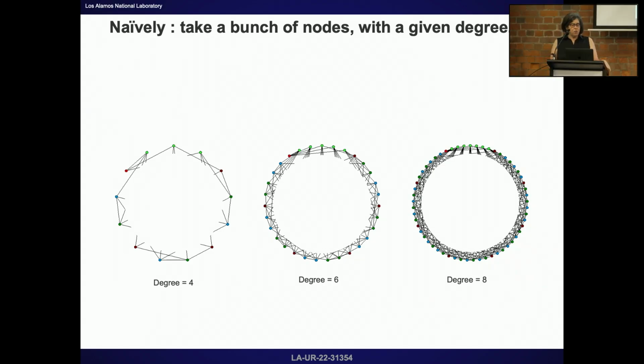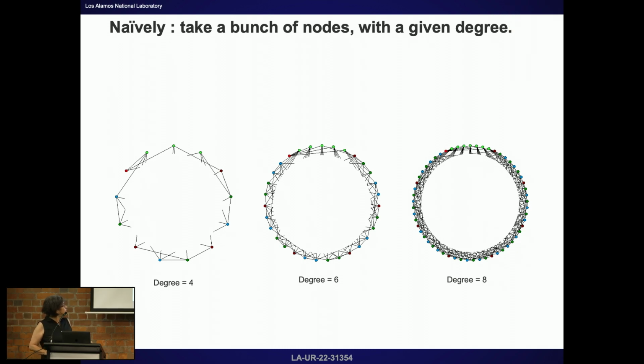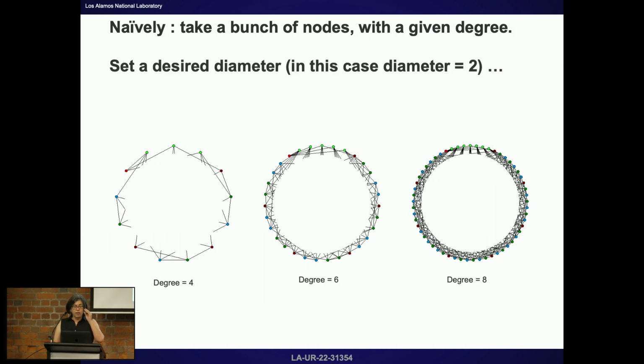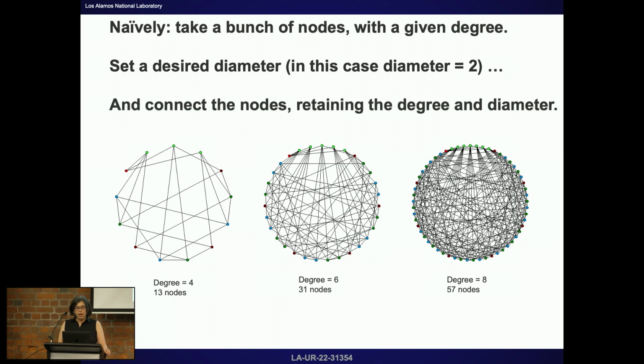So here's your naive approach. Basically, you take a bunch of nodes, they've got a given degree, and this is sort of a representation. You can see each of those nodes. The leftmost one has degree 4. Some of the nodes have degree 3, and it goes downward. All right. Naively, you set a desired diameter, and in this case, we're going to talk about diameter 2 hops, and connect the nodes.